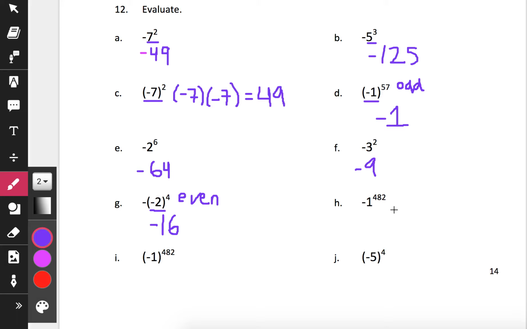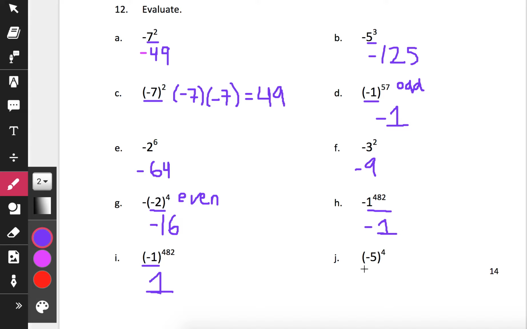Letter H is trying to trick you because 482 is even, and if there were parentheses, it'd be a positive 1, but there's not. So we're just going to do 1 times itself 482 times, that's 1. Then the negative attaches, and our answer is negative 1. Letter I is different because the parentheses capture the base, and we have an even exponent. So we're going to have 241 pairs of negative 1 times negative 1. Each of those pairs is positive 1, so our final answer is positive 1.